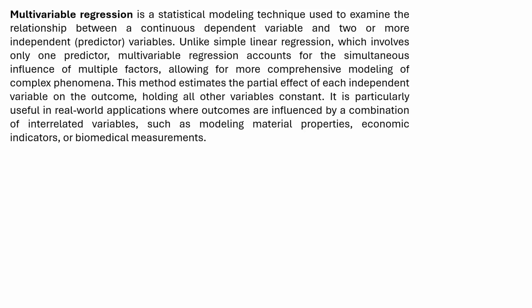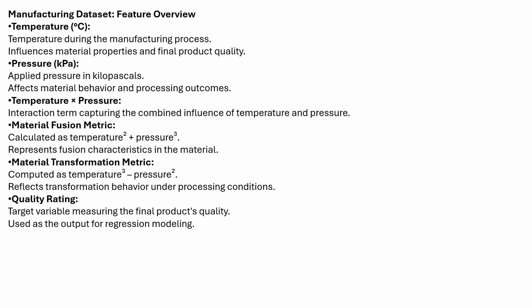Multivariable regression is a statistical modeling technique that examines how two or more independent variables impact a continuous dependent variable. Unlike simple linear regression, which only considers one predictor, multivariable regression accounts for the simultaneous influence of multiple inputs. This method is particularly valuable in real-world applications where outcomes are shaped by interrelated factors, such as material properties or biomedical signals. Let's take a look at the dataset.